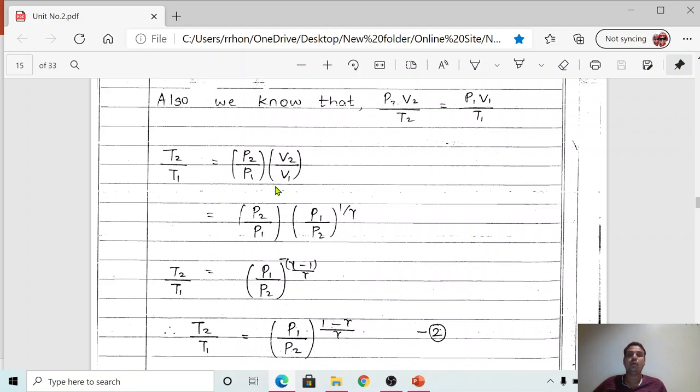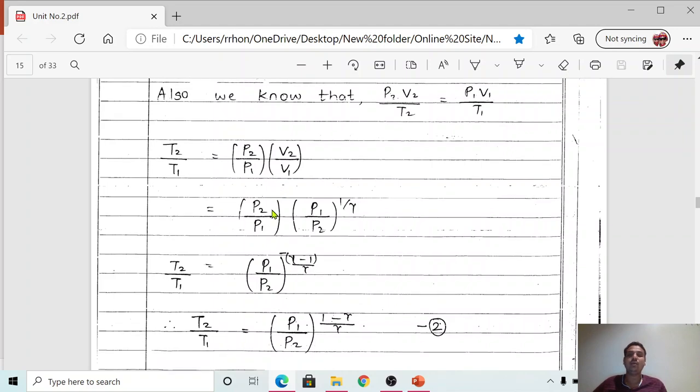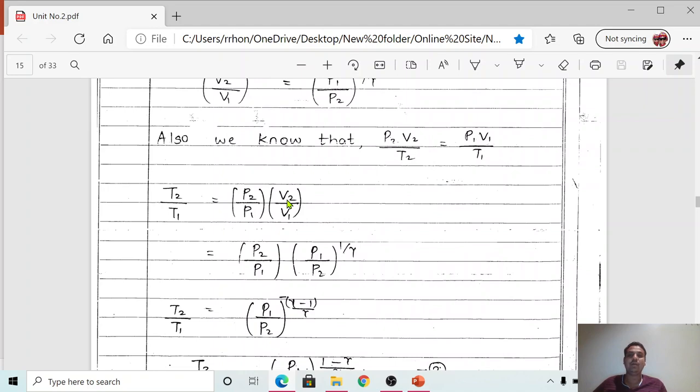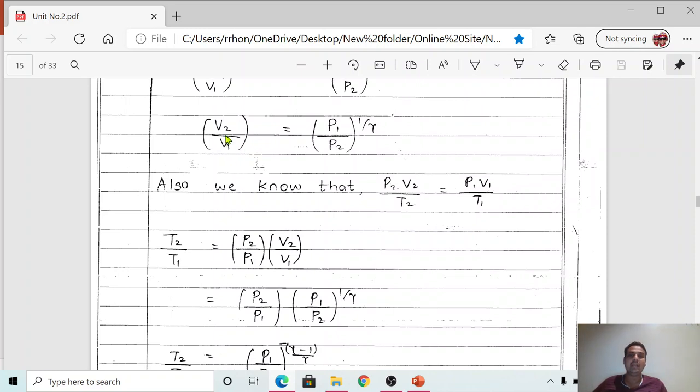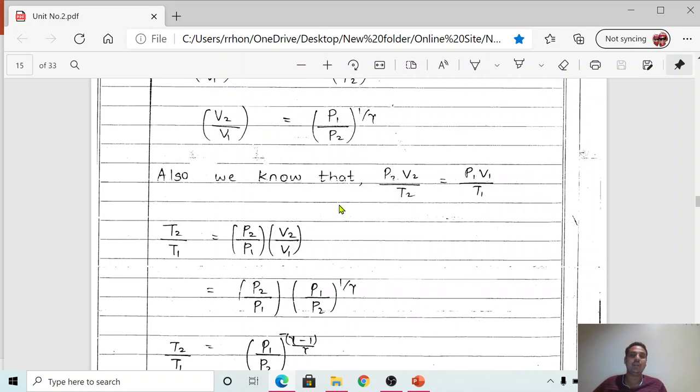If you check over here, we have the V2 by V1 value with us, because earlier we already calculated it. So we can put the value of V2 by V1 over here. We can replace V2 by V1 with the value P1 by P2 raised to 1 by gamma, and put this value in this equation.